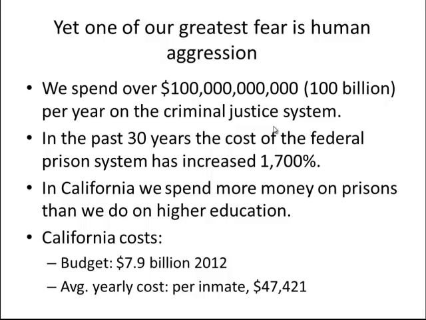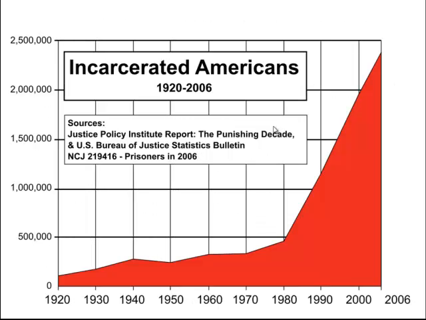$7.9 billion budget for California prisons alone. That's an average of $47,421 to keep a prisoner in prison for a year. That's more than it costs to be in college per year, even with room and board and everything. That's more than it takes to keep somebody at Stanford or MIT, some of the most expensive colleges. This is a misappropriation of funds as far as I'm concerned.